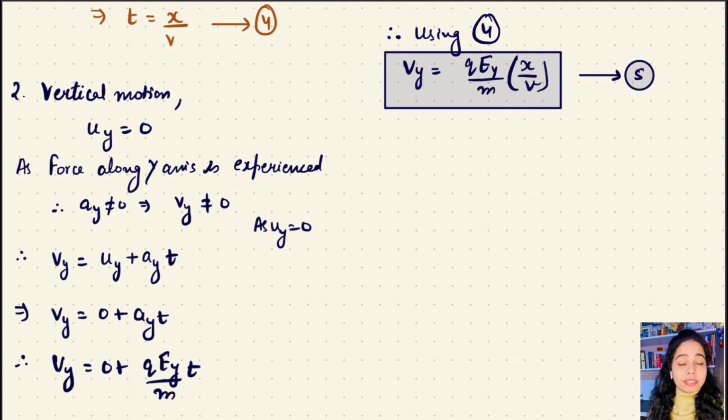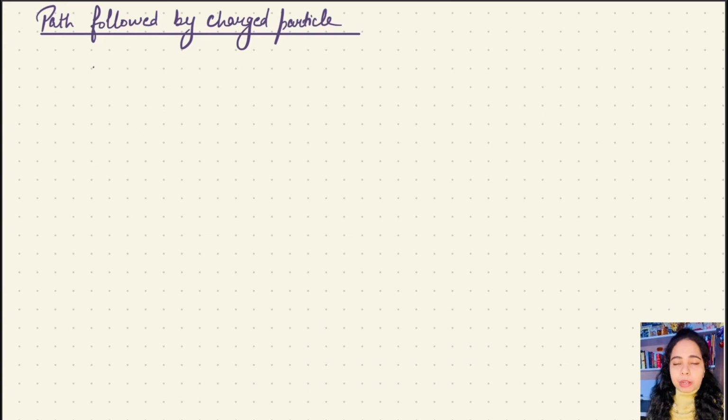But this equation is just giving us the velocity of a charged particle. It is not telling us anything about the path which is followed by the charged particle when it enters the region of uniform electric field with velocity v which is perpendicular to the direction of the electric field. So in order to determine that path, first of all we need to consider the equation y is equal to ut plus half at square. This equation is taken from the equation of motion s is equal to ut plus half at square.